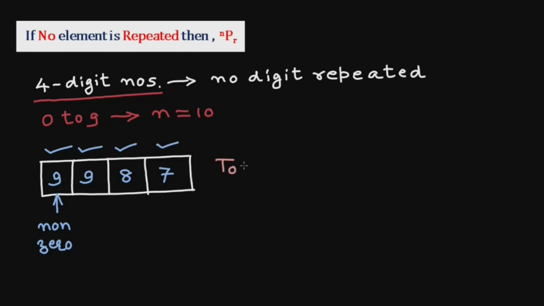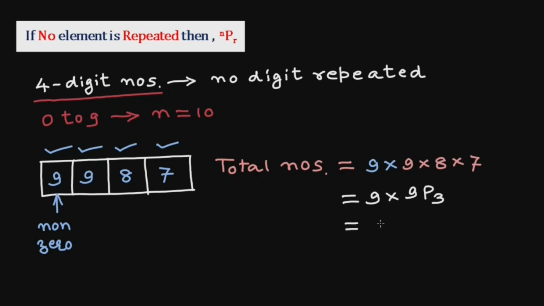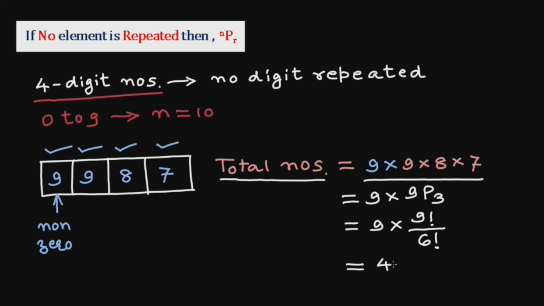So total numbers formed will be 9 multiplied by 9 multiplied by 8 multiplied by 7, which can be written as 9 multiplied by 9P3, which is 9 multiplied by 9 factorial upon 9 minus 3 factorial, that is 6 factorial. So the total 4-digit numbers formed will be this product, which is 4536.